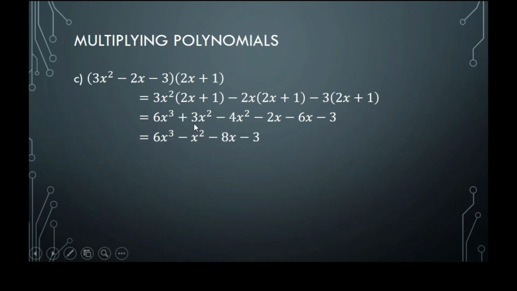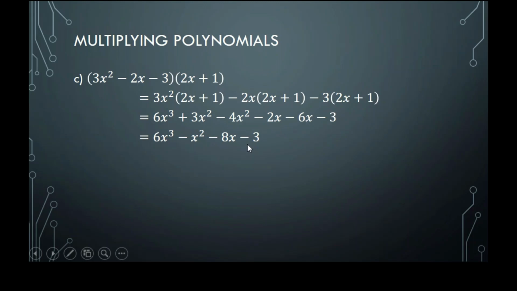Finally, we add or subtract the like terms. So we have 6x to the power of 3. Then 3x squared minus 4x squared, so we have negative x squared. And for this one, we have negative 2x minus 6x, so we have negative 8x and minus 3.